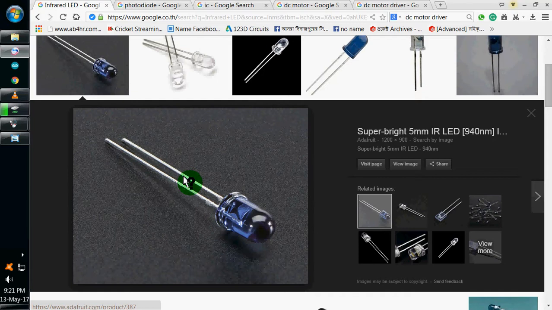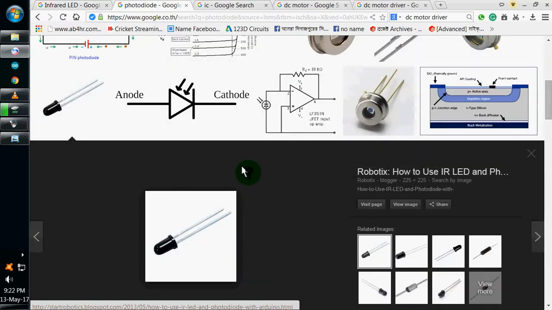The connection of these LEDs is the same as the general LED: the long leg is the anode, and the short leg is the cathode. That means when we need to connect this LED in forward bias, we have to connect the long lead to the positive terminal and the short lead to the negative terminal or load, so it will emit infrared light.